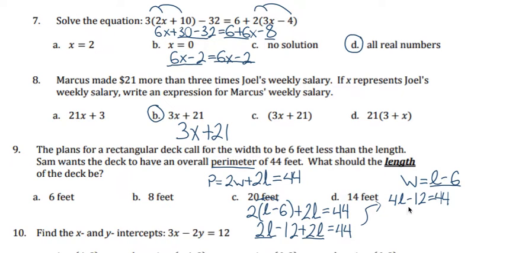In order to get L by itself, we first have to add 12 to the other side. And we'll have 4L equals 44 plus 12 is 56. And then here we're going to divide each side by 4. And we'll get that L equals 14. And that'll be answer choice D.